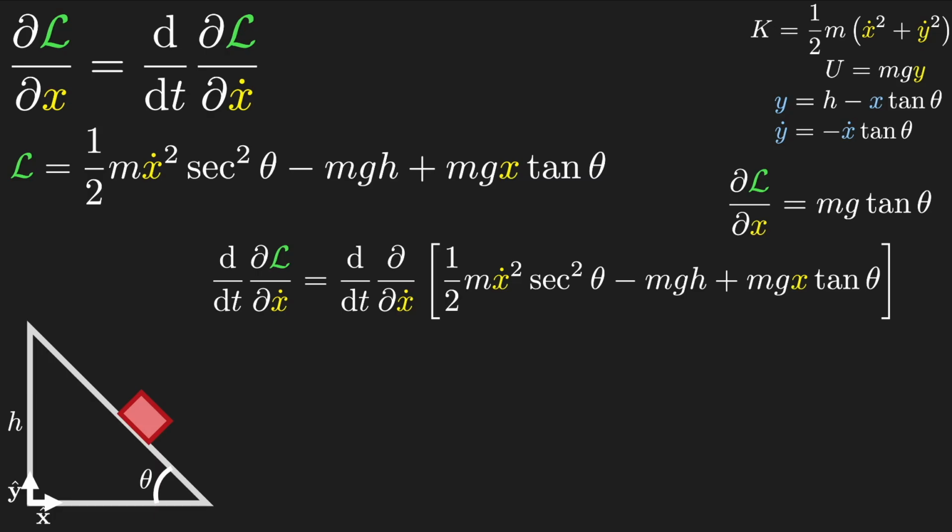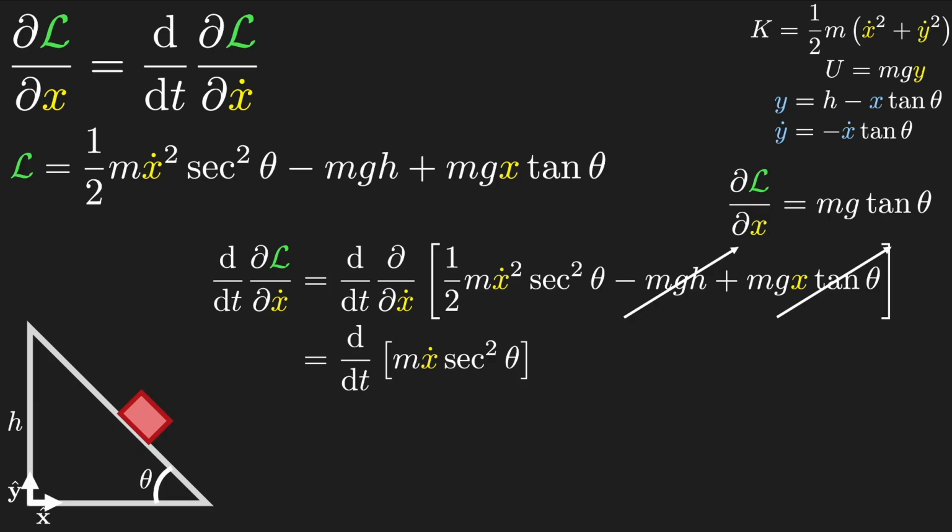Well, differentiating with respect to x dot, that'll be trivial. We can just pull the 2 down, and we'll get m x dot secant squared theta. The mgh term disappears, and again, x is separate from the x dot, so we'll get 0 for the third term. That means that we'll be left with a time derivative of m x dot secant squared theta.